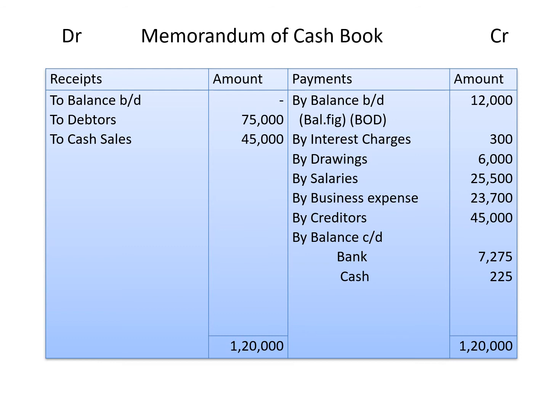Close the cash book. So towards the debit side we get 1,20,000. Take the same 1,20,000 towards the credit side. Balance the account. You get a difference of 12,000, which is nothing but the bank overdraft balance. The balancing amount here is treated as bank overdraft.